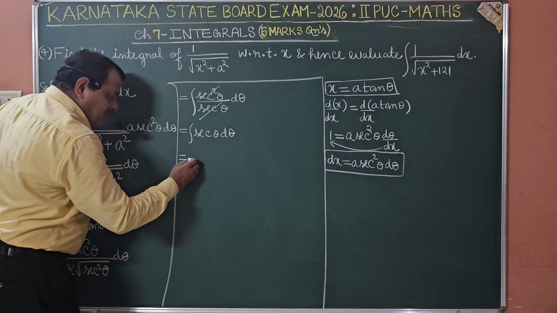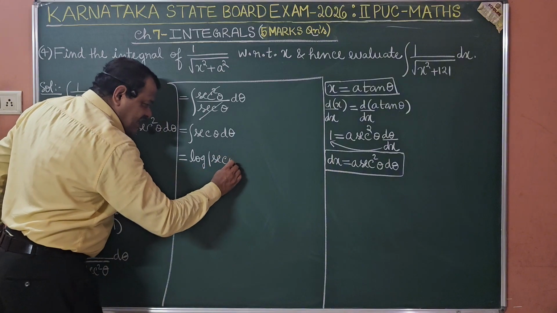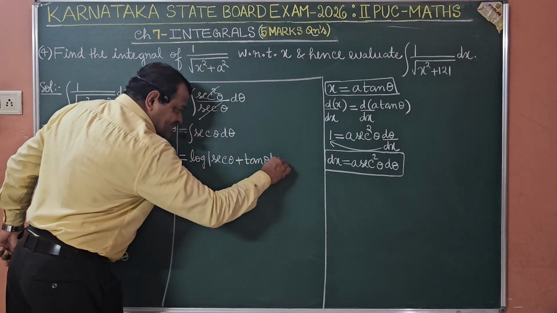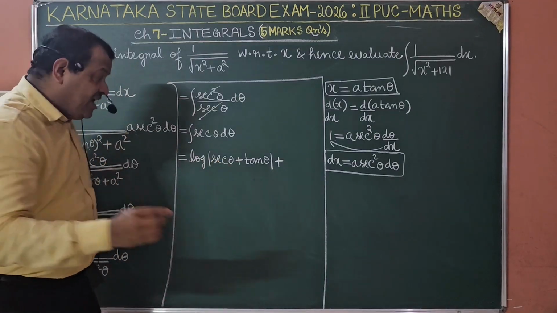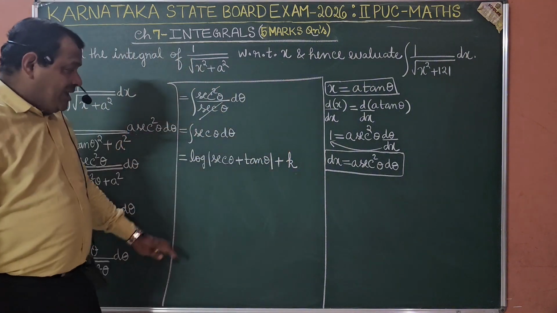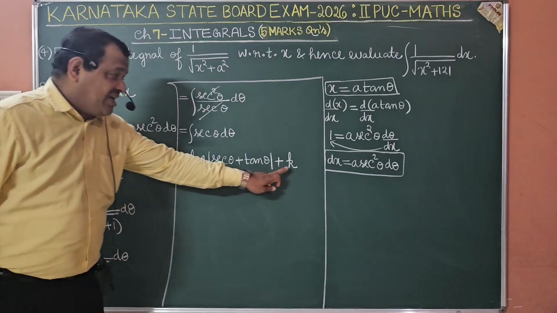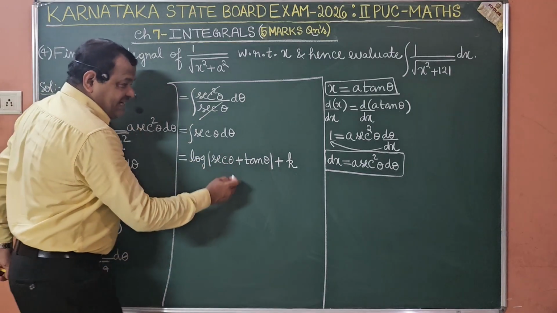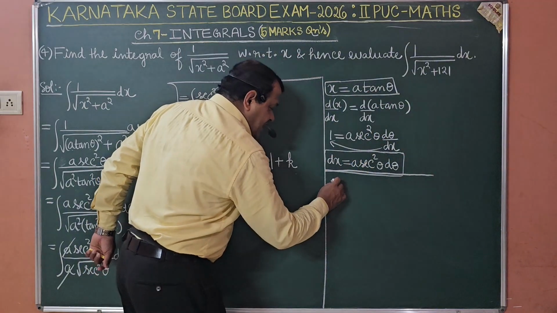And this is the formula. It is log of mod of secant theta plus tan theta, and plus, instead of adding constant of integration c, I will add constant of integration k, small letter k. There is a reason behind it why I will add k. I will tell you later. Now I need to substitute secant theta. So come back to my rough work side.